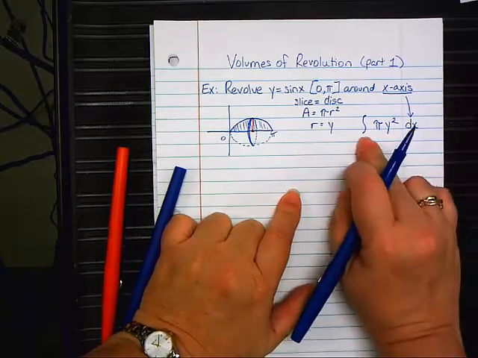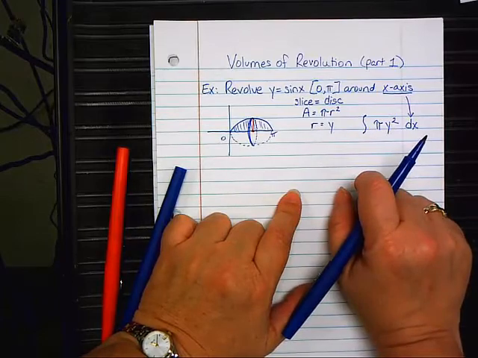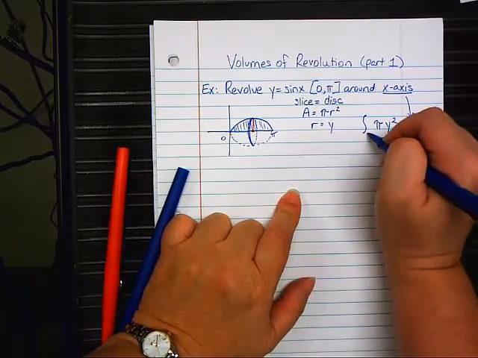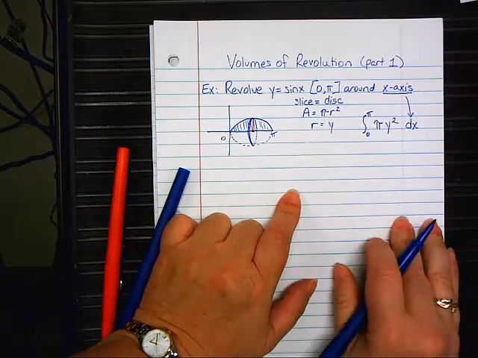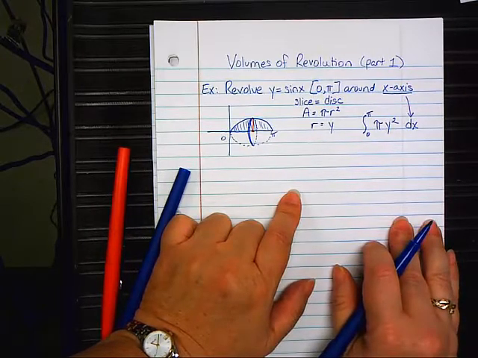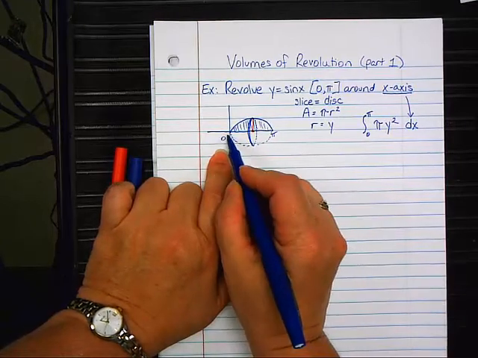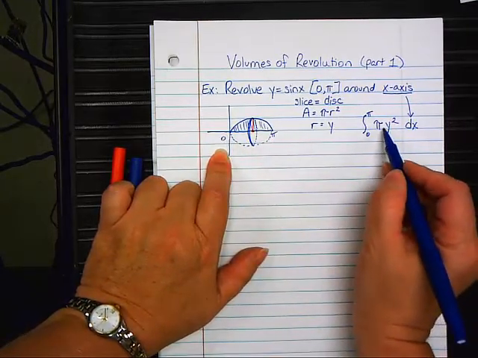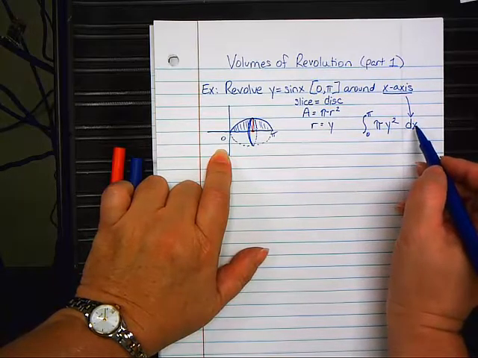Now, because it's dx, what do you think the limits of integration would be? Where do the slices start and where do they stop? 0 to pi. Okay? So 0 to pi says I'm adding up all the slices starting at 0, going to pi of each of the circles with a thickness of dx. That's what it's saying.